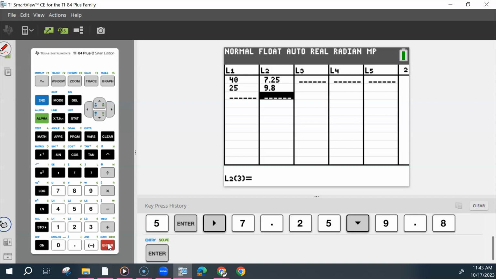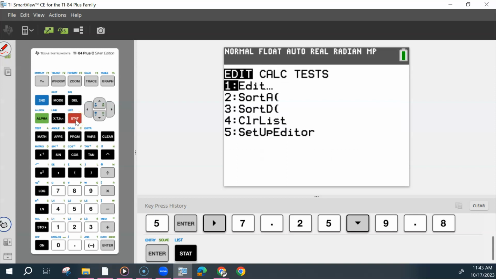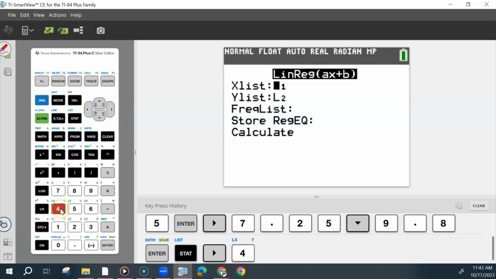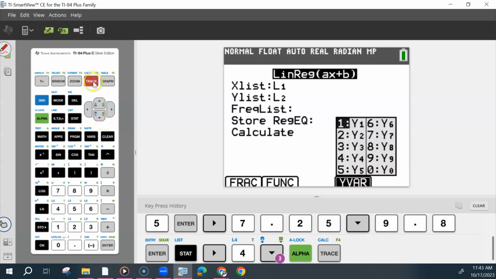Once you have those in, you're going to go back into stat. Scroll to the right for calculate. And you're going to go to number 4, linear regression, ax plus b. You can either scroll down to number 4 and hit enter, or just hit 4. Scroll down to store regression equation. Hit alpha trace. And then enter 3 times.